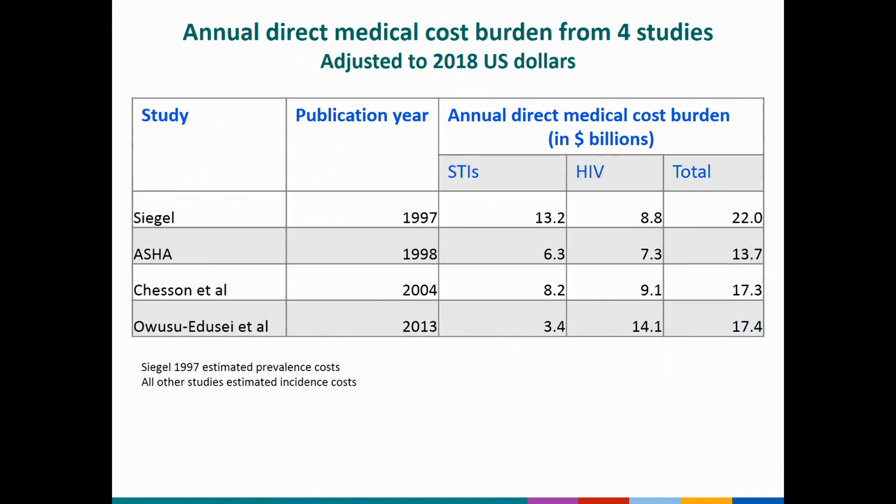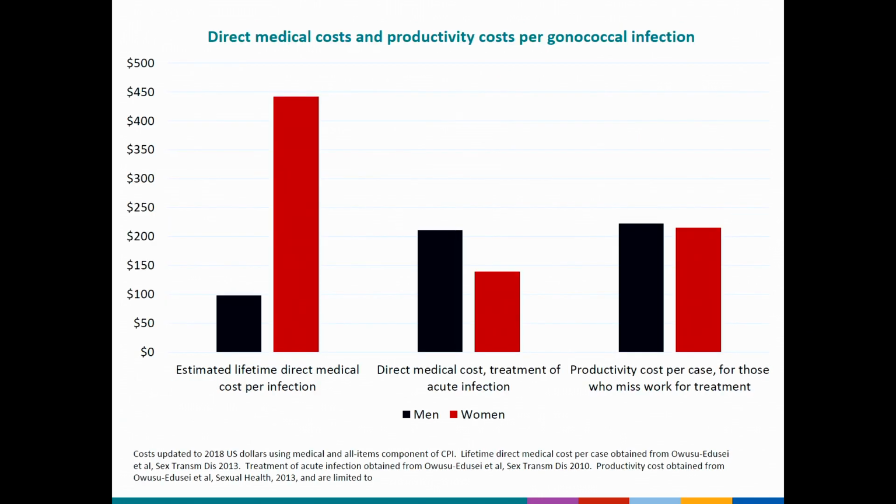There have been four main studies over the past 20 years or so of the direct medical cost burden of STIs in the U.S., starting with Siegel's publication in 1997. That was an estimate of the prevalence cost of STIs. The next three studies looked at incidence costs. I don't think you should interpret these as trends because all the studies were very different, but I just wanted to let you know that there were these four studies available.